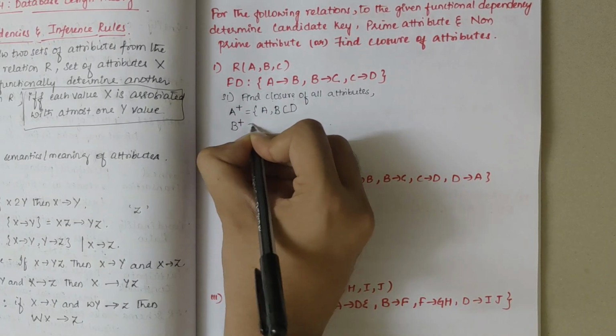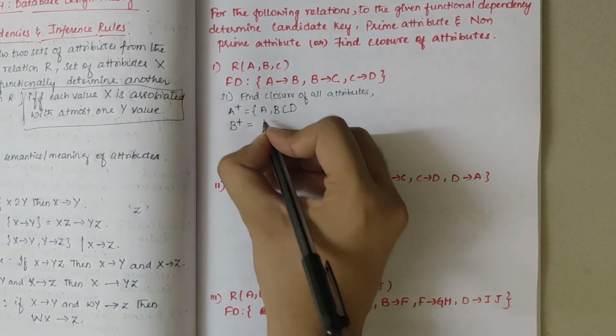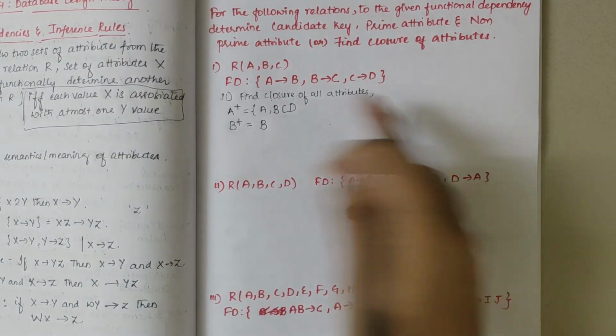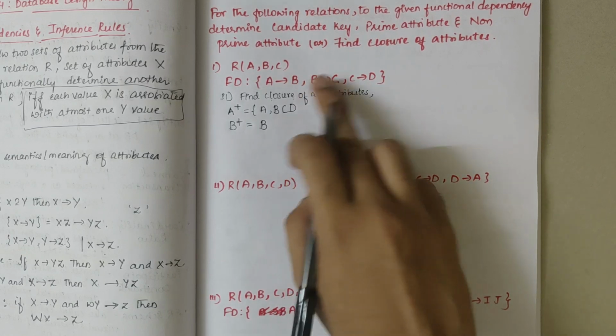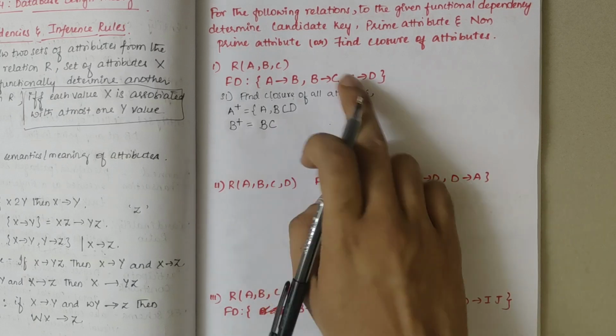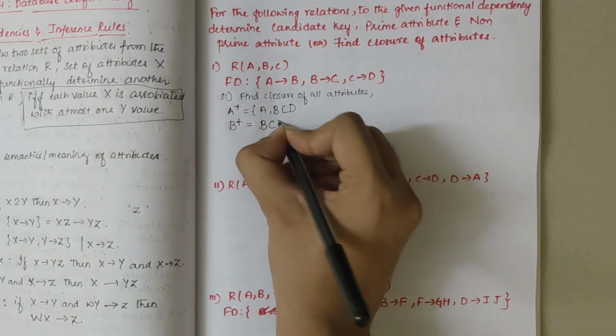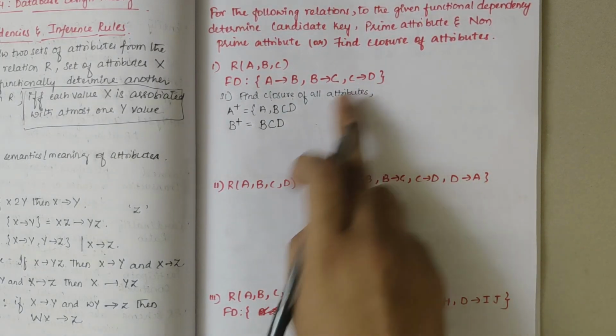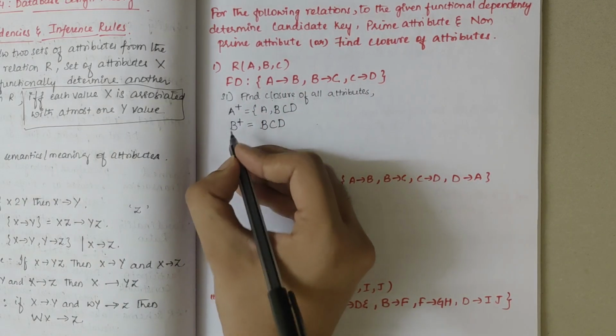Now moving on to B closure. First we need to write B, and then check if B determines anything. In the functional dependencies we have B determines C. So I'll write C. Now check if C determines anything. C determines D. So I'll write D also. After that, does D determine anything? No, it's not there in the functional dependencies.